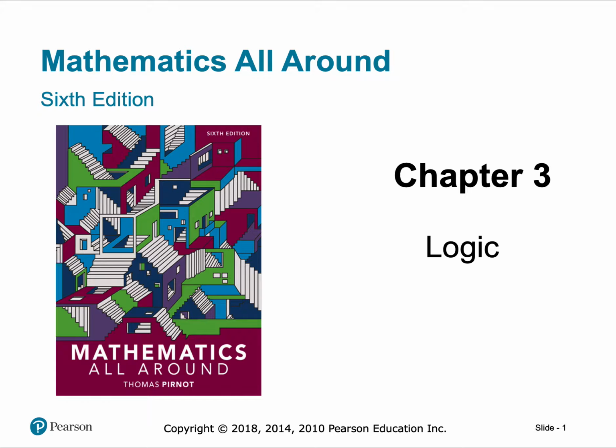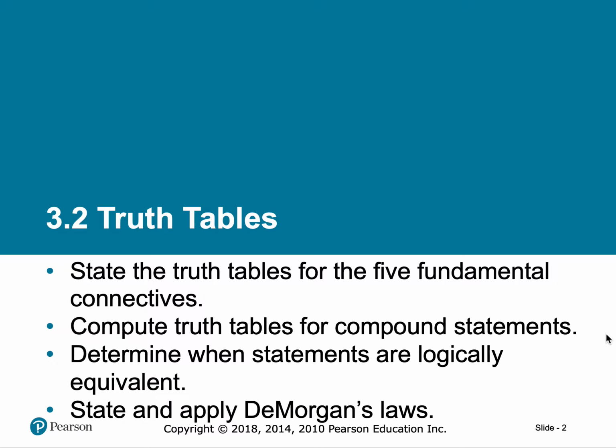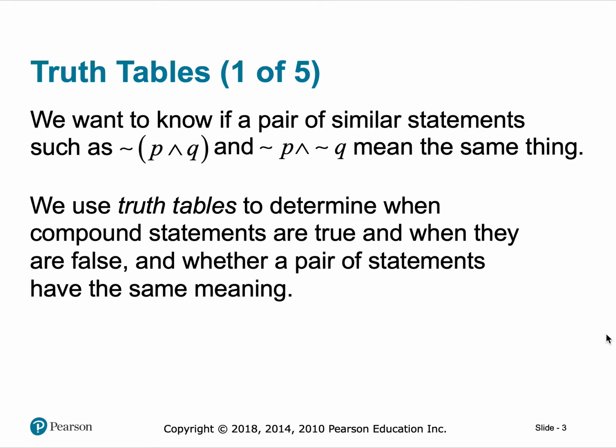And now it's time to focus on logic. So we're going to look at truth tables so that we can expand upon what we know about logic based on the previous lecture. We are going to state the truth tables for the 5 fundamental connectives. We're going to compute them. We're going to determine when they're logically equivalent, and we're going to state and apply De Morgan's laws.